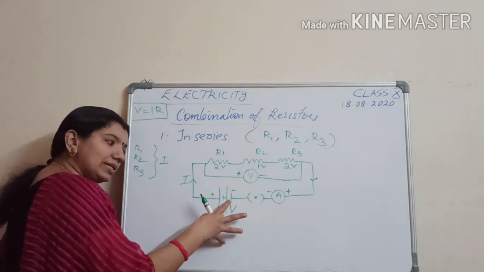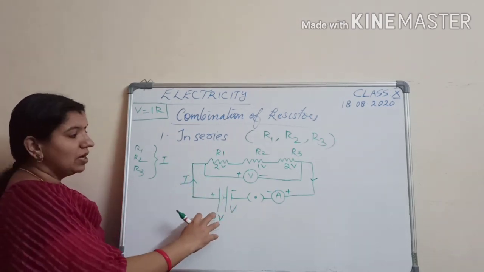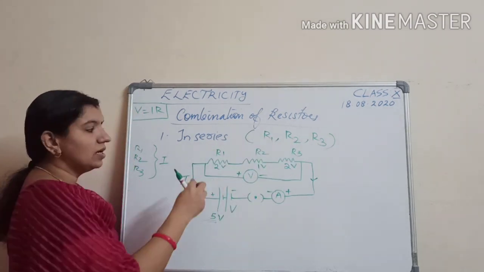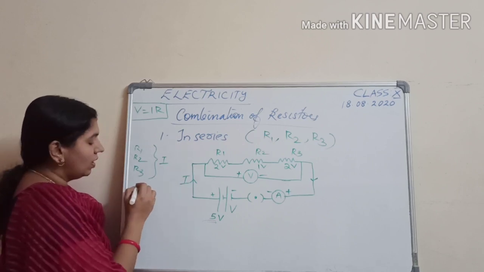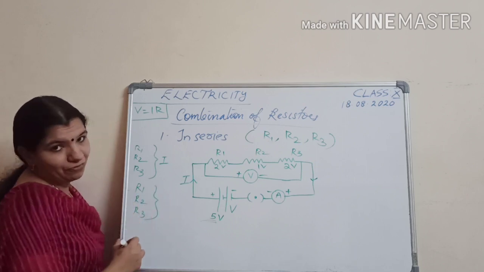So how much voltage are we providing here? What will happen? This will get divided across each resistor. That is the second property. So first, the current remains the same, but the potential difference, or the voltage, will be different.